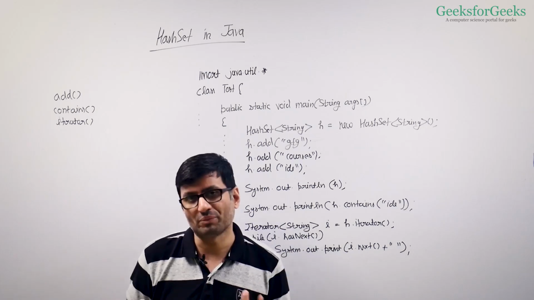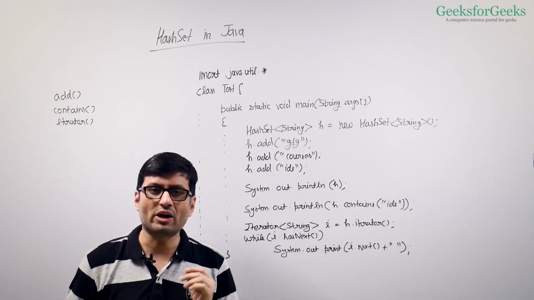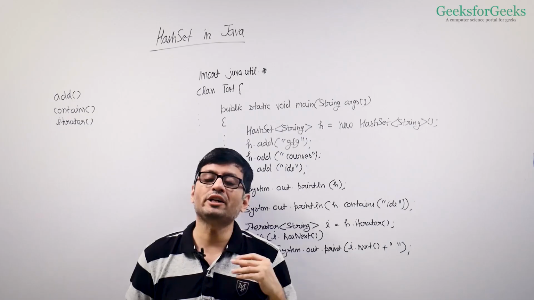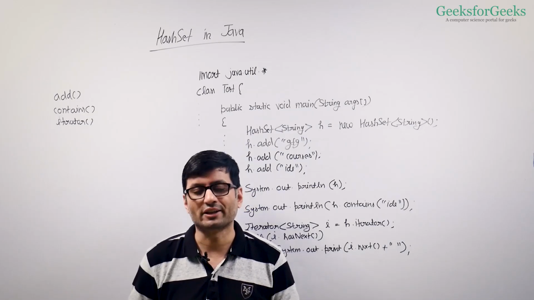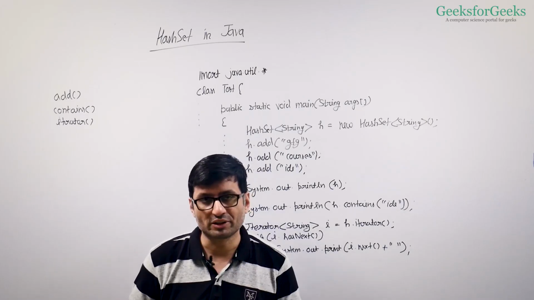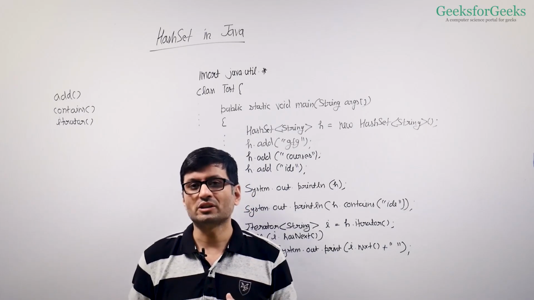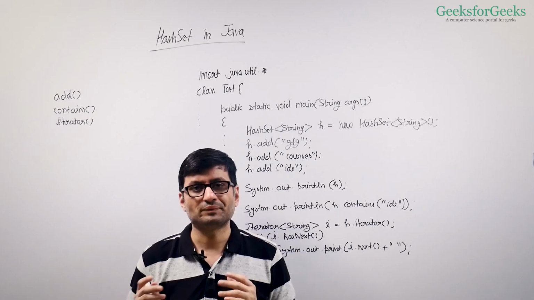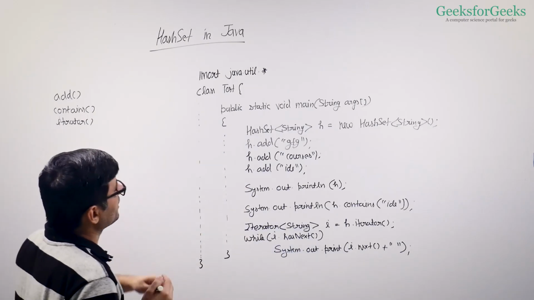So these are three main operations on HashSet: add operation to add an item, remove operation to remove an item, contains operation to check if the hash set contains a given item. All these three operations are big O of 1 on average in a hash set. Let's take a look at the syntax.